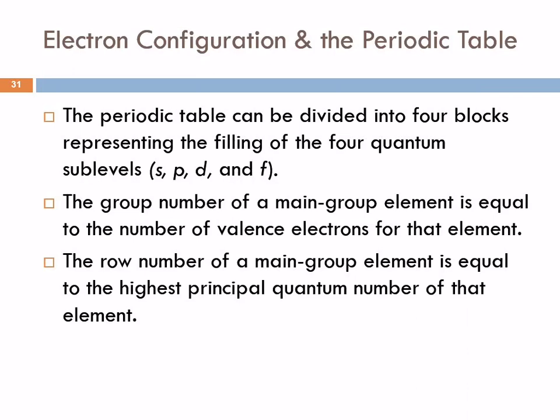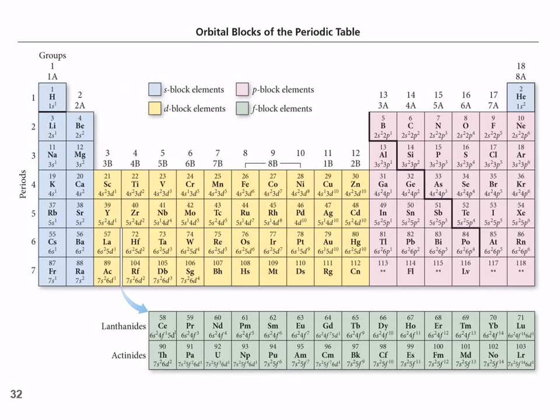So it turns out that all of this stuff we've been talking about is hiding on the periodic table. You don't actually have to memorize that order. It's all on the periodic table. We can divide the periodic table into blocks that represent the subshells, the sublevels, s, p, d, and f. And what we see is that the group number of a main group element is equal to the number of valence electrons for that element, and the row number for main group elements equals the highest principal quantum number for that element. So here it is.